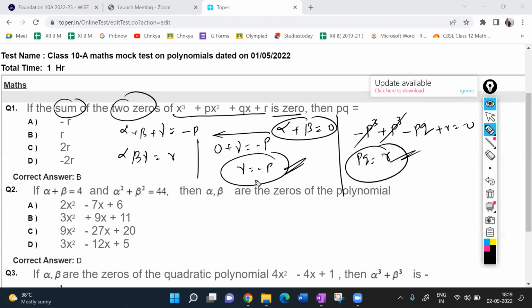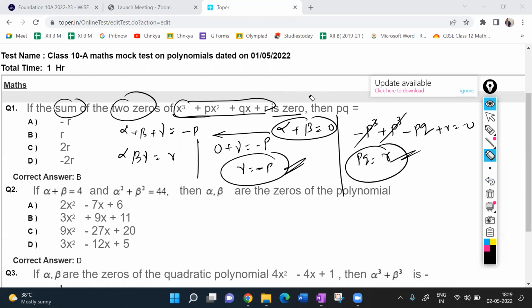See here, gamma value minus p I got. I have substituted here. Since it's a root, I substituted here. So you can write it as minus p cube and p into minus p whole square. So p cube, like that. Substitute there, you will get the answer. Hope it is clear, guys. Yes, clear sir.